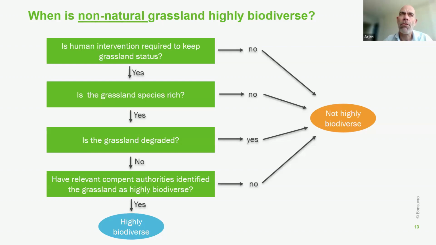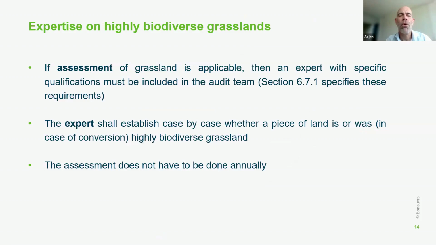So there is, as I mentioned, further guidance and clarification, both on when natural grassland shall be considered highly biodiverse and when non-natural grassland shall be considered highly biodiverse. Also, in the new version of the standard, there is more guidance on the expertise which shall be involved when assessments of the biodiversity status of grasslands are carried out. In section 6.7.1 of the new Bonsucro EU-RED standard, qualifications for the experts which shall undertake the assessment of grasslands have been specified.